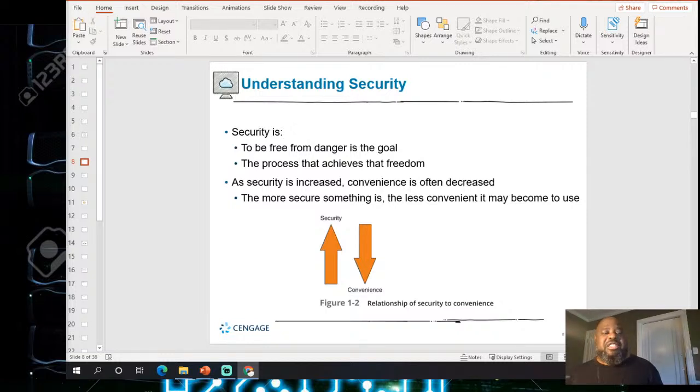As security increases, convenience is often decreased. The more secure something is, the less convenient it may become to use. Since I worked for DoD, we made our users use a 14 character password, two upper, two lower, and two special characters. For a lot of you who are new, I worked for DoD for 11 to 12 years, so I usually come at it from a federal perspective. A 14 character password is super secure, but it's less convenient. My users hate me, but we were more secure, right?